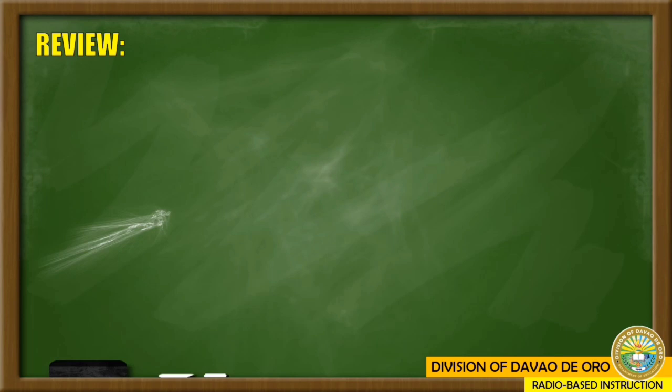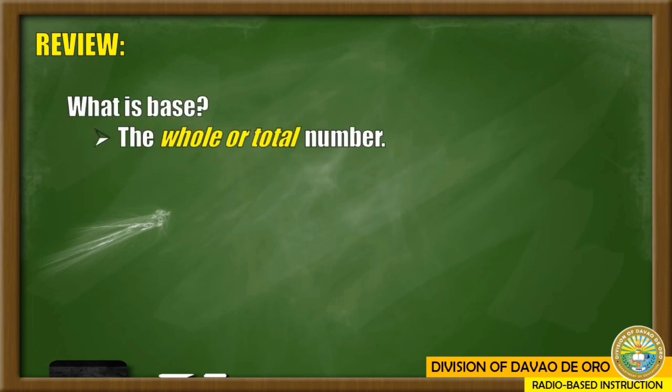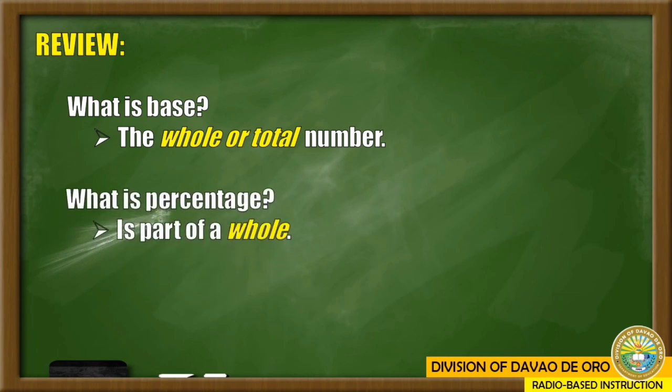Now, we will answer those questions. Let us start with question number 1. What is base? So, base is the whole or total number. I repeat, whole or total number. Understood? Very good. Let's proceed to question number 2. What is percentage? So, percentage is a part of a whole. Part of a whole. Understood? Good job.